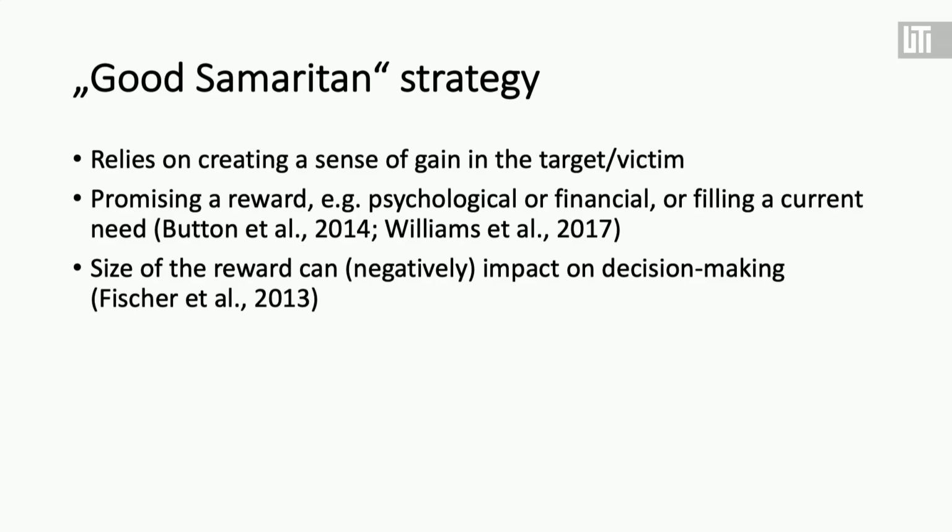Now, the first communicative strategy we can call the Good Samaritan strategy, and this relies on creating a sense of gain in the potential target or victim. This can be promising a reward, for example a psychological or a financial reward, or filling a current need. The size of the reward can both positively and negatively impact people's decision making. For example, if you promise a person 10,000 euros, maybe they're more interested than when you offer them 50 euros. But in another way, if you're offering people opportunities to do something, for example discounts or other types of offers that speak specifically to this person, then you're far more likely to get them on the hook.